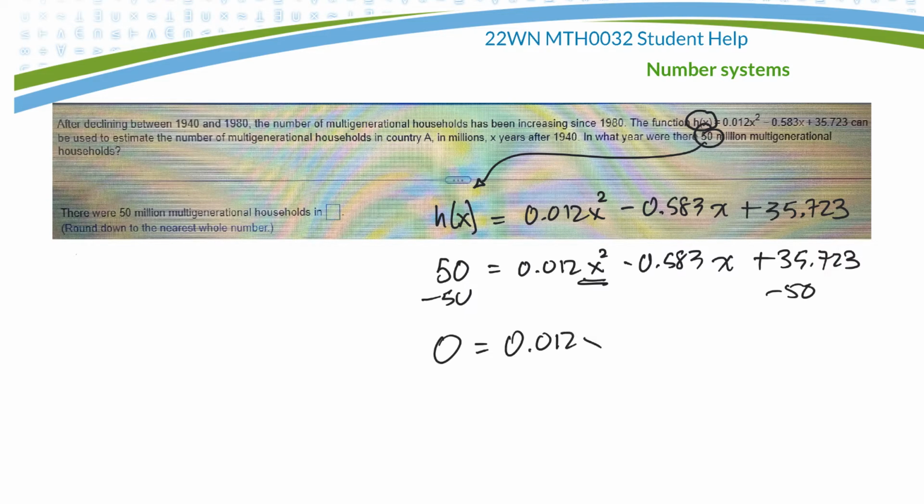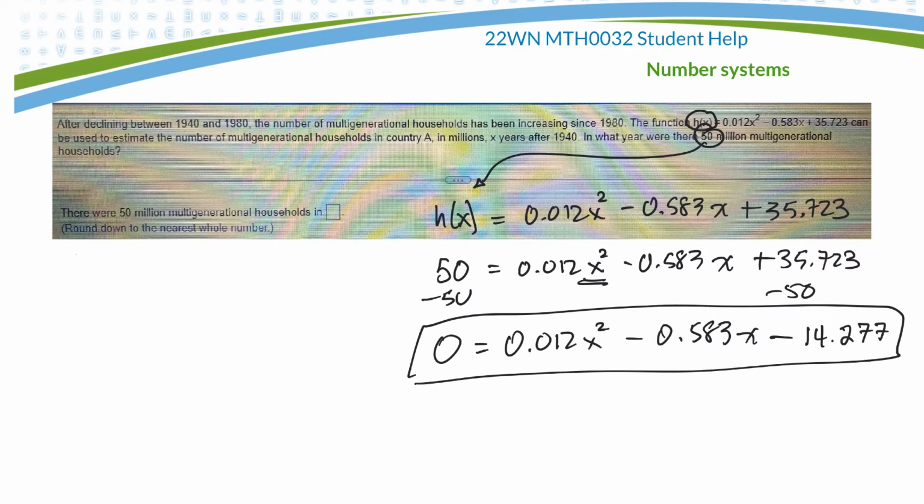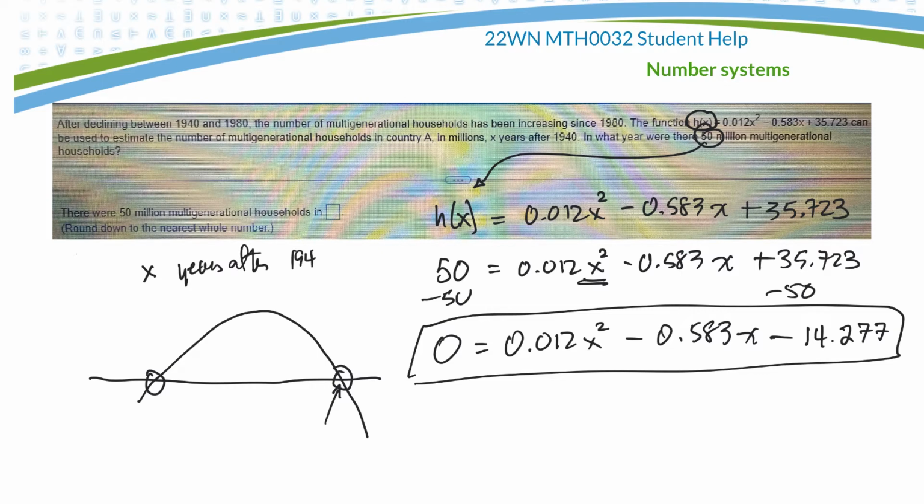0 is equal to 0.012x squared minus 0.583x. This will be minus 14.277, I think. So now here I have a quadratic equation that I can solve. The picture is going to look something like this. And what they're going to be looking for are the x-intercepts, and there's probably only going to be one. Now the value of x that you'll come up with is the number of years. X is the years after 1940. So if you came out with a negative number, then I would discount that and only use the positive number.